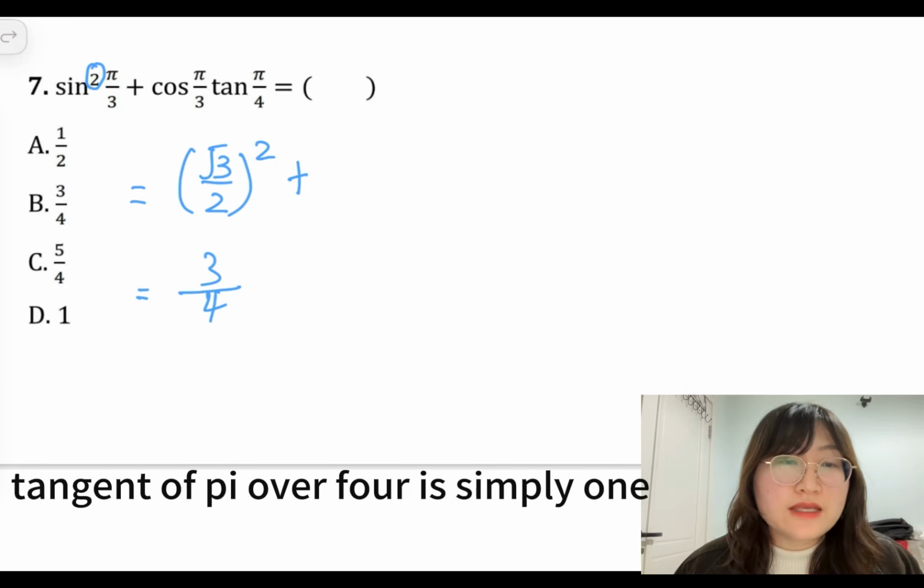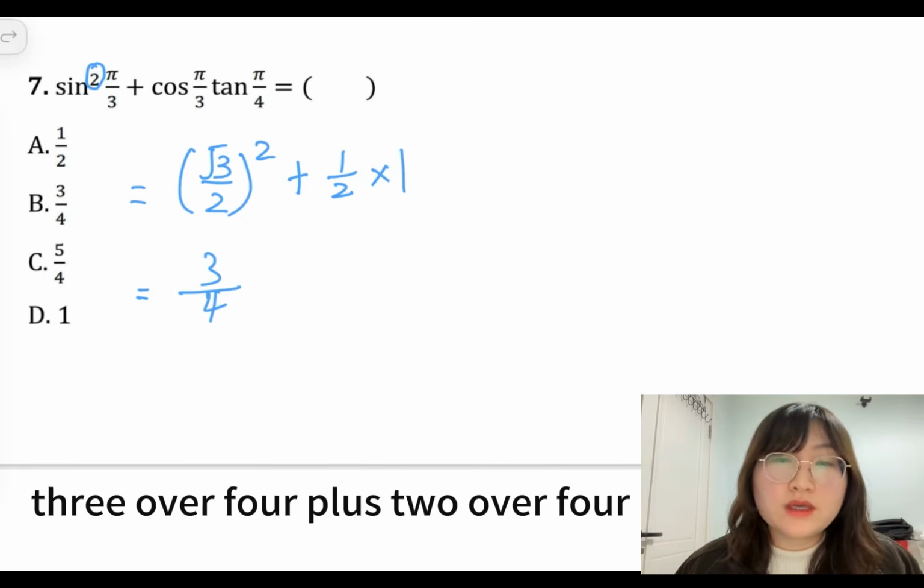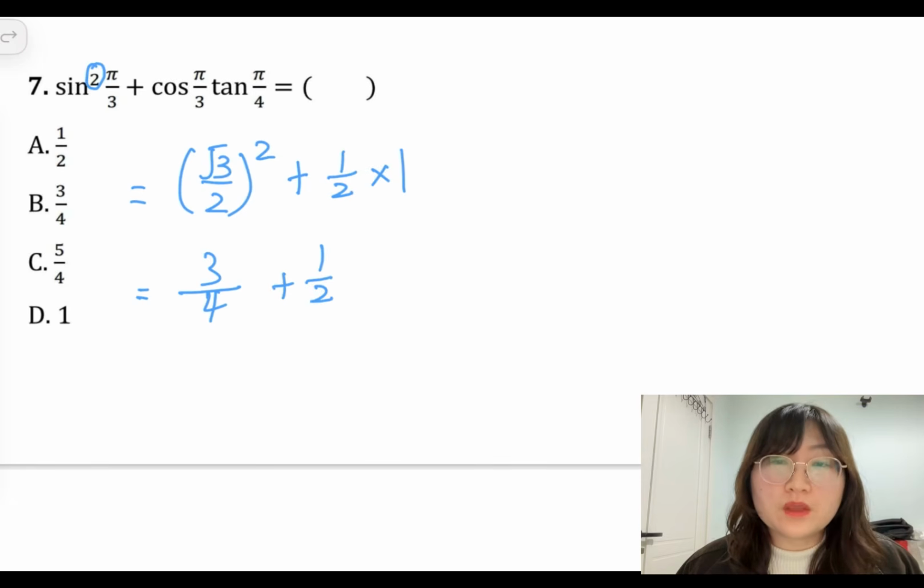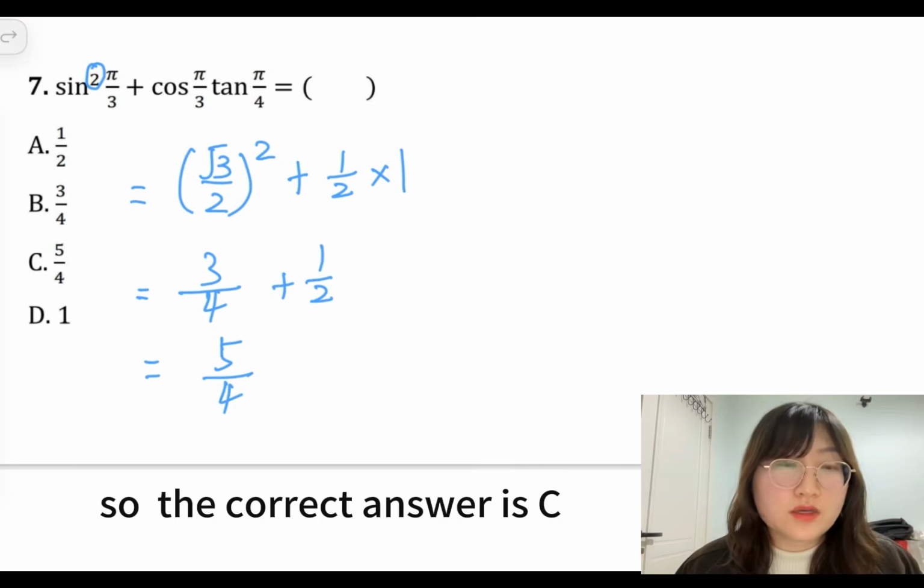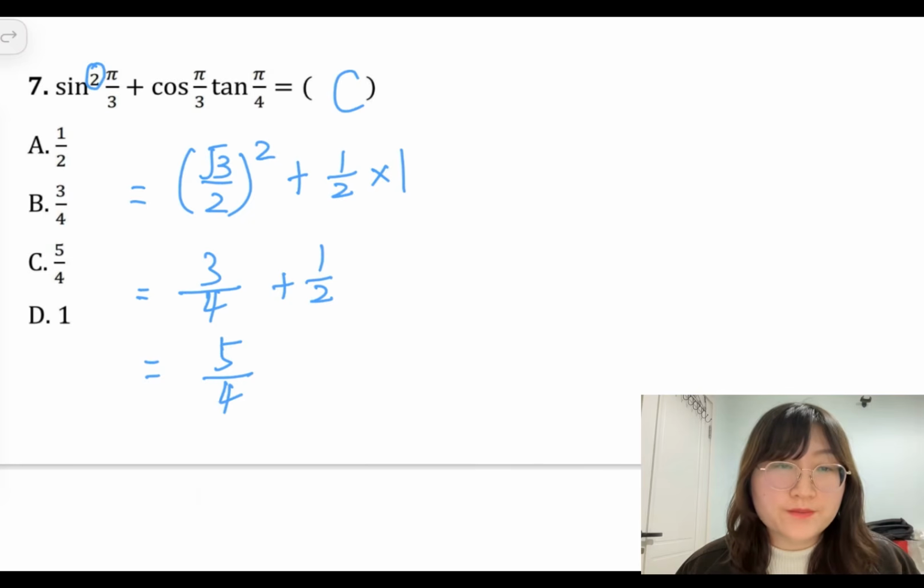Finally, tangent of pi over 4 is simply 1. So, 3 over 4 plus 2 over 4 equals 5 over 4. So the correct answer is C.